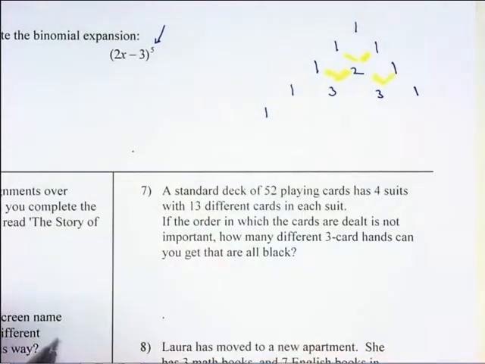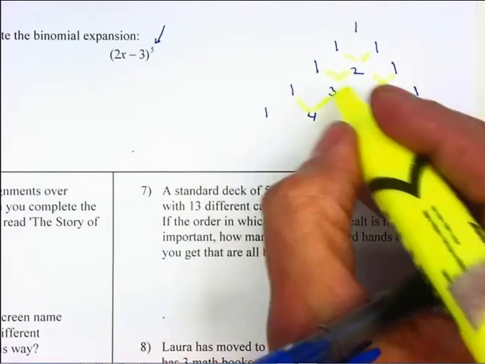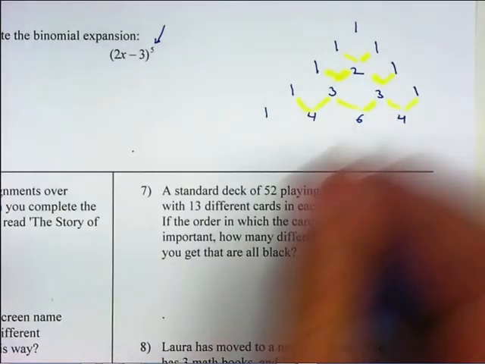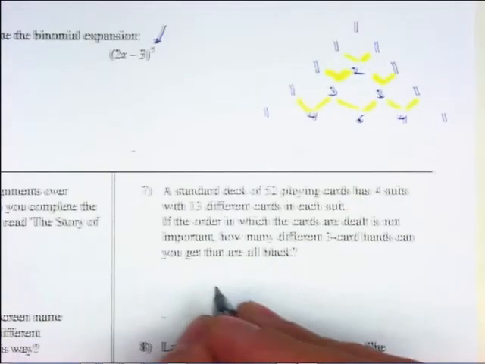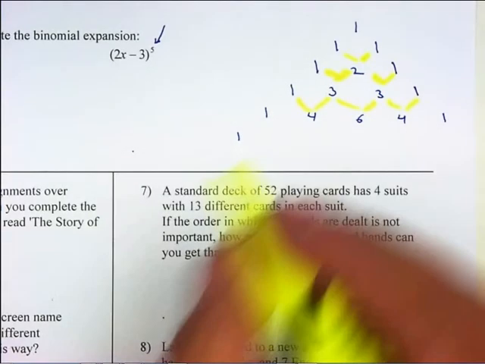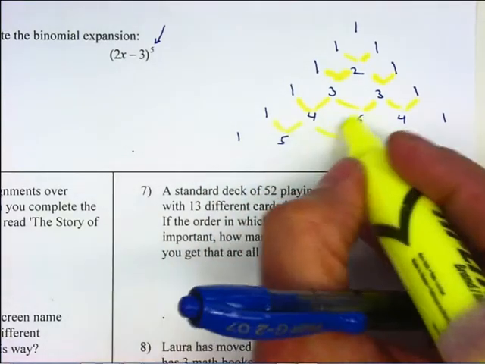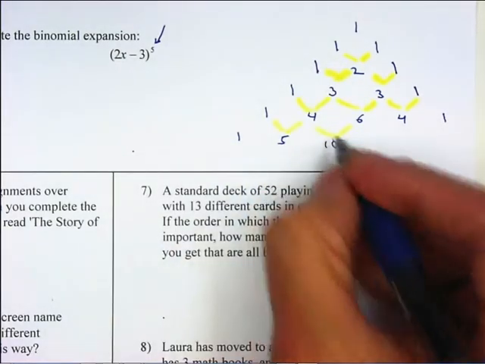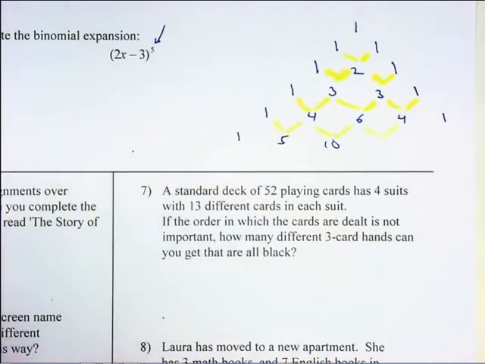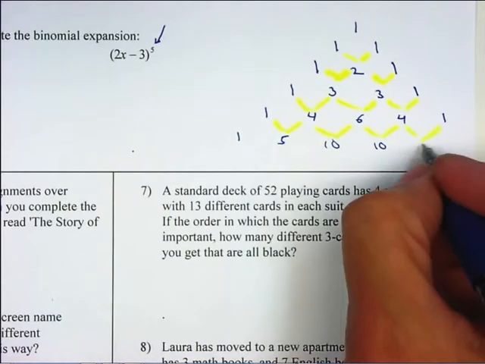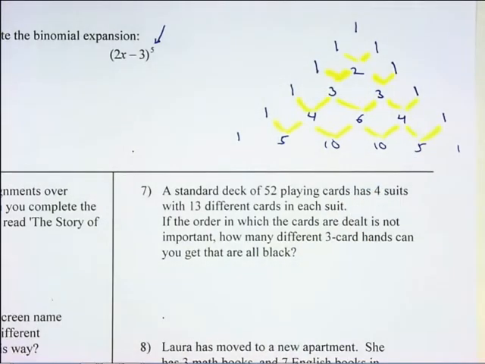Start with a 1. Add up those two numbers. That will give me a 4. Add up those two numbers. That will be a 6. Add up those two numbers, and that will give me a 4. We end with a 1. Start with a 1. Those two numbers will give me a 5. Those two numbers will give me a 10. Those two numbers will give me a 10. And last will give me a 5. And let's not forget about the 1.